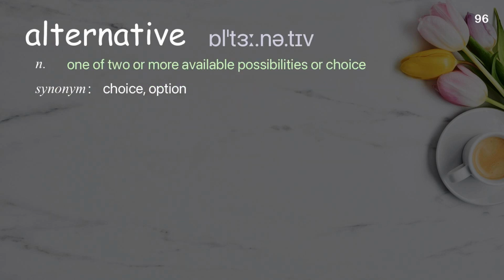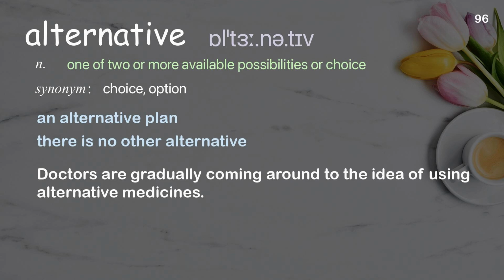Alternative. One of two or more available possibilities or choices. Examples: An alternative plan. There is no other alternative. Doctors are gradually coming around to the idea of using alternative medicines.